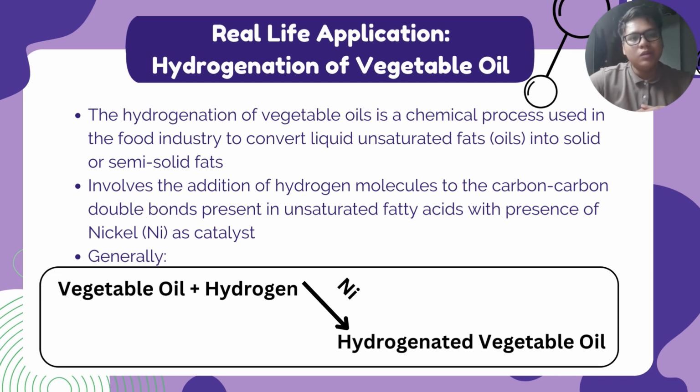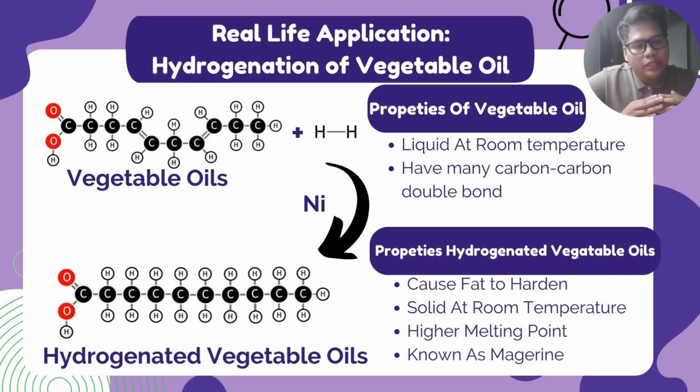The equation is as shown below, which is vegetable oil plus hydrogen, with nickel acting as a catalyst, to produce hydrogenated vegetable oil. The double bond will break during the reaction and will form bonds with hydrogen to form a hydrogenated vegetable oil. Each of these has its own properties. For the vegetable oil, we can see it will be liquid at room temperature and it has many carbon-carbon double bonds. As for the properties of hydrogenated vegetable oil, this process will cause the fat to harden. In other words, it becomes solid or semi-solid at room temperature and has a higher melting point and can also be known as margarine.